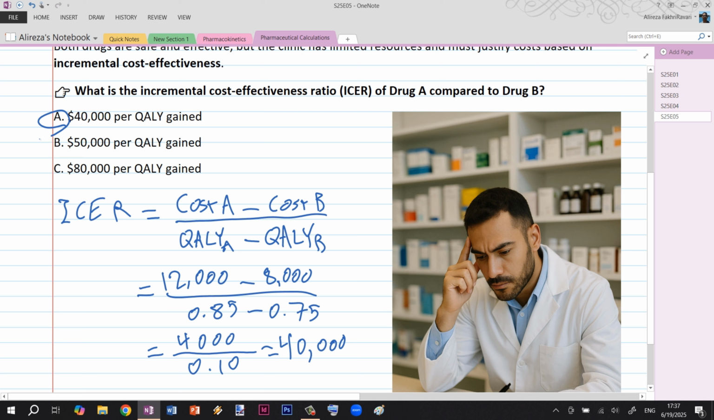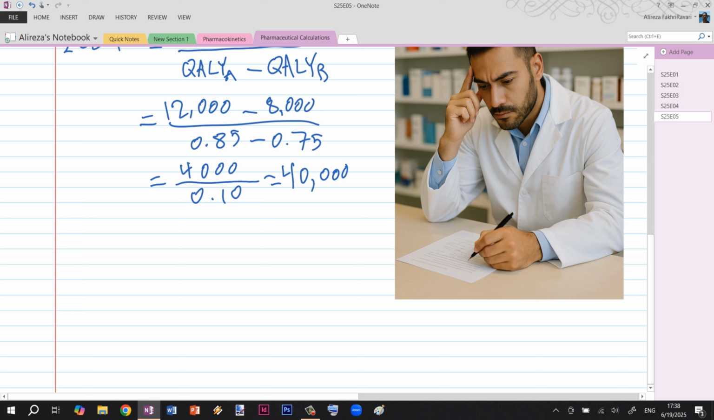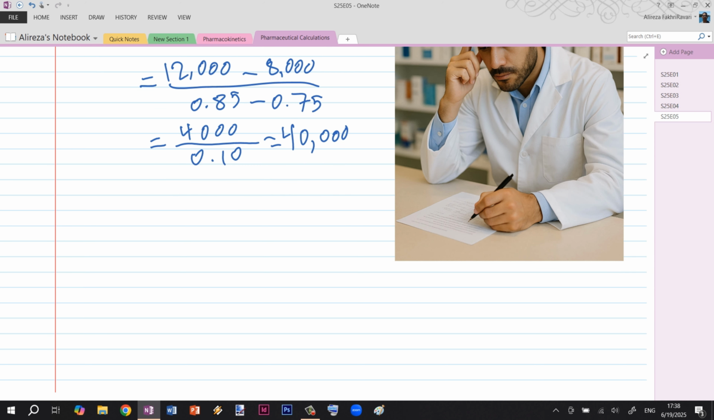is the ICER for this, which essentially means that drug A costs $40,000 more per quality adjusted life year gained compared to drug B. Now, whether that's worth it depends on the clinic's willingness to pay this, and typically clinics have a threshold for what ICER would be worth it for them based on the outcome that they are looking at.